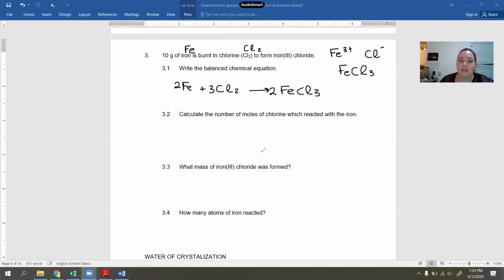All right. The next question asks for the number of moles of chlorine which will react with the iron. So you have been given enough information to work out the number of moles of iron. Your question is to work out the number of moles of chlorine.